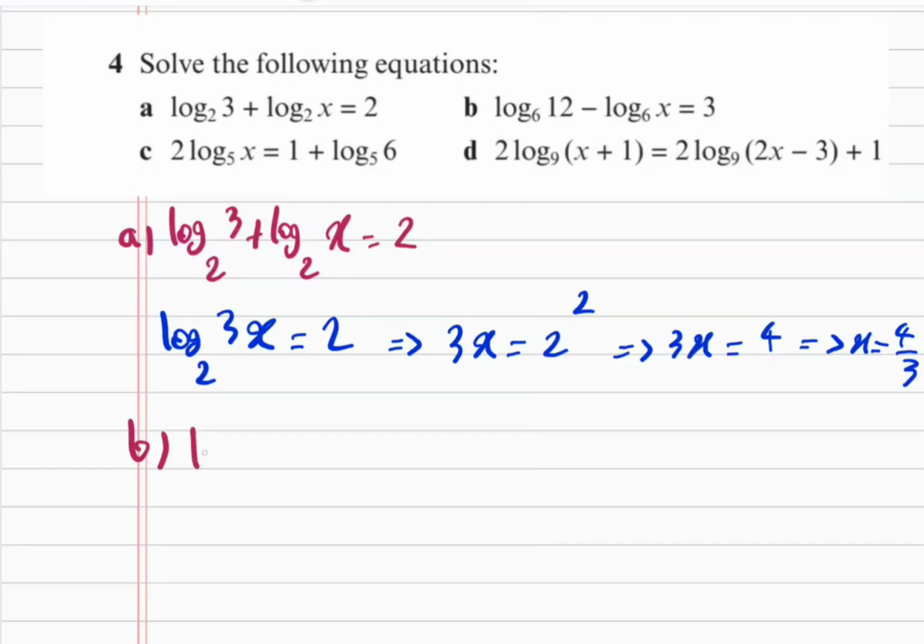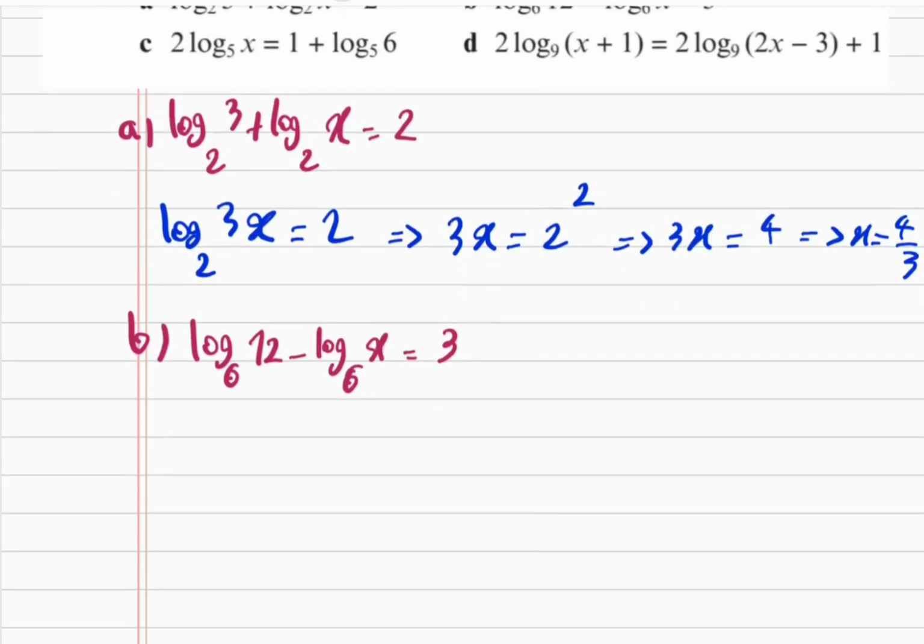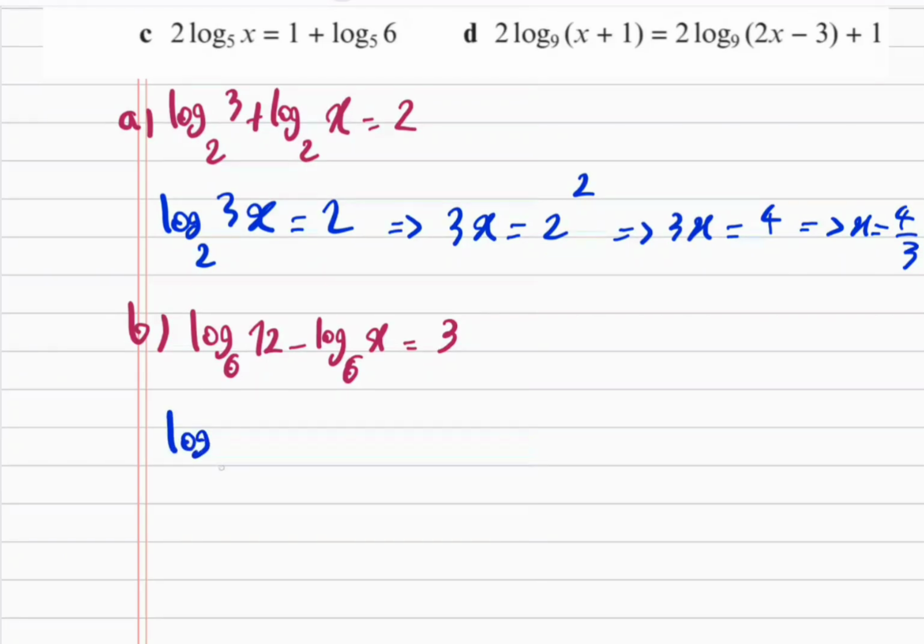So in the next one, we have log base 6 of 12 minus log base 6 of x is equal to 3. Now, this is the second law in which we have a subtraction, and it's very similar to the first one, so we can combine them when the base numbers are the same. But we write this as a division this time because there is subtraction. So this can be written as log base 6 of 12 over x is equal to 3.